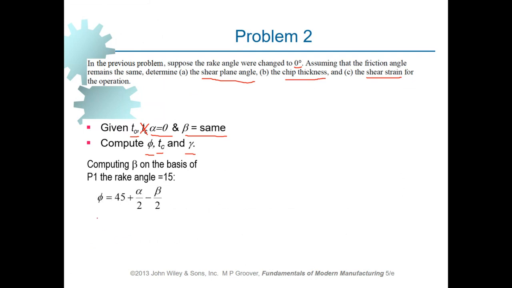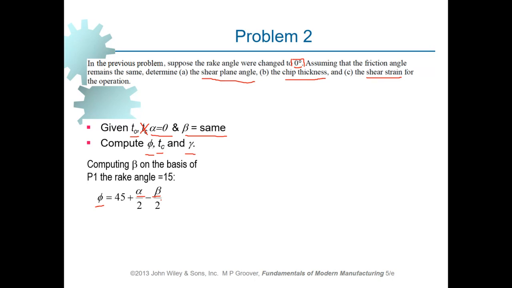And in order to make use of the Merchant equation, if we want to compute the value of phi, we need to have the value of alpha and also beta at hand. Alpha is already given up here. Its value is 0 in problem 2. The value of beta is not given in this problem.